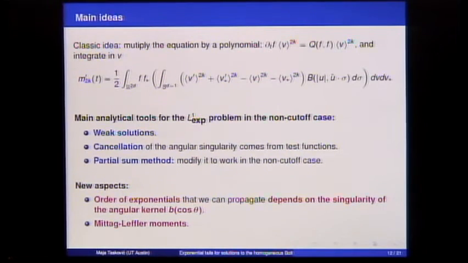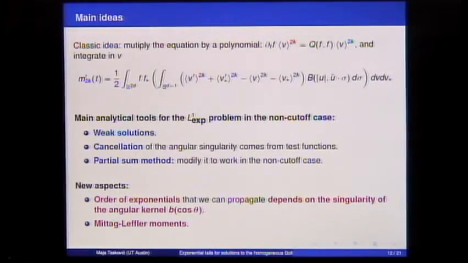What did we do? A very classical idea when you deal with L1 exponentially weighted or polynomially weighted moments is to multiply your equation by the polynomial. By the way, this bracket is the Japanese bracket, the square root of 1 plus v squared. So multiply the equation by the polynomial and then integrate in v. What you get on the left side is really a derivative of the polynomial moment. And on the right-hand side, you get a weak form of your Q with a test function which is a polynomial. And using the symmetries, that transforms to this.